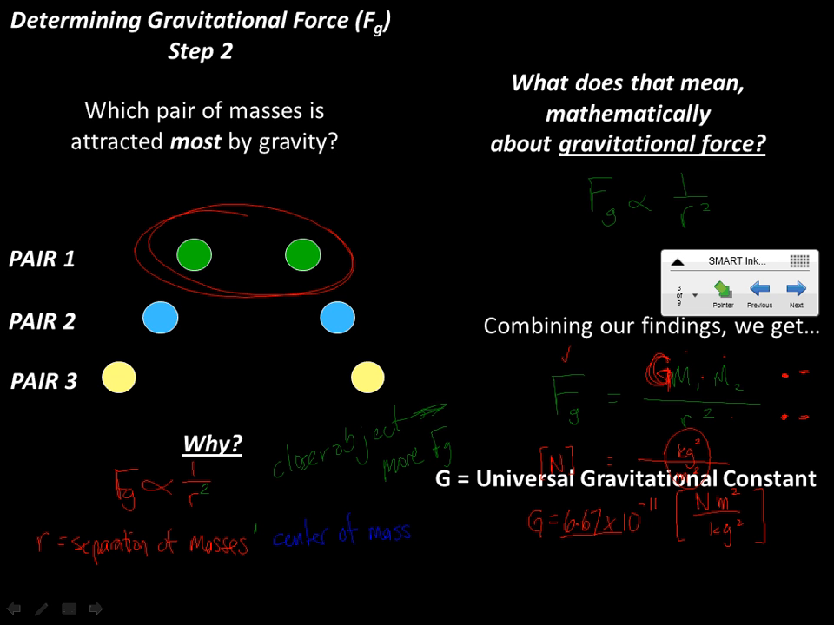All right, so check it out. If G has these units, newton meter squared per kilogram squared, well, let's see, the kilograms and the kilograms go, the meters and the meters go. Oh yeah, we are left with newtons, right? So that's what G does for us. It makes the units work out right. It makes the numbers work out right. I'll just try to clean this up a little bit so you can see the equation.